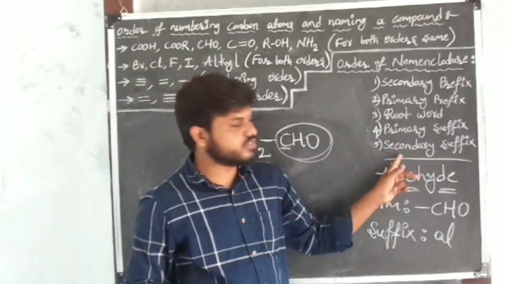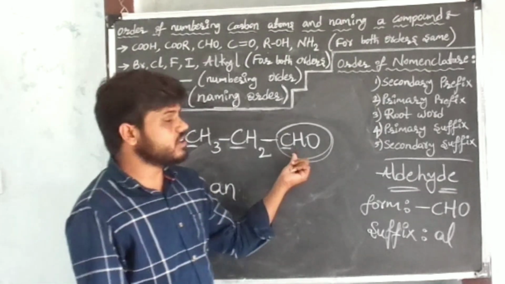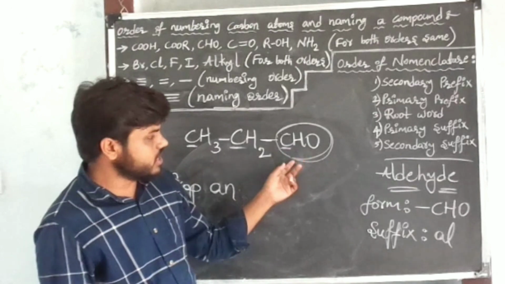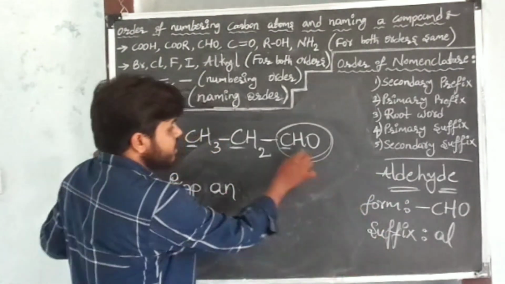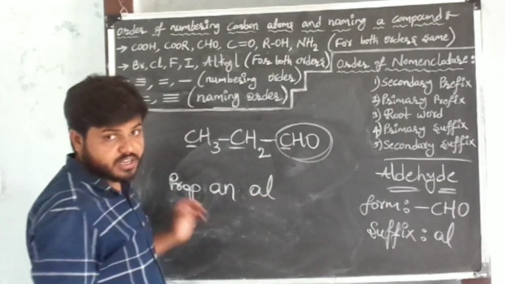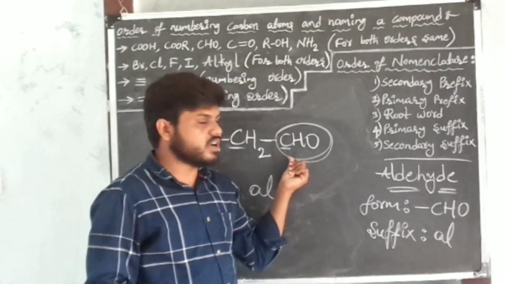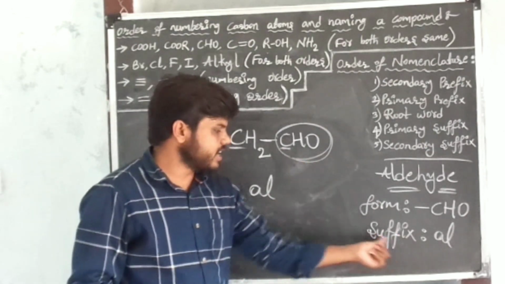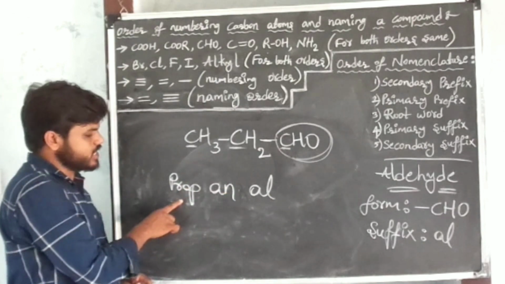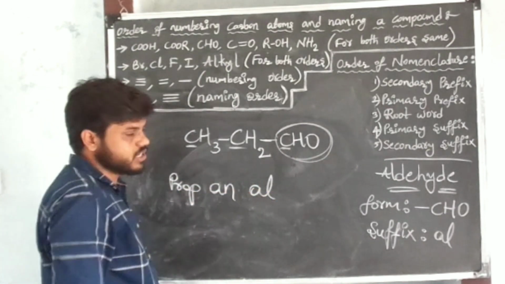After writing the suffix of single bond, go to the secondary suffix. Secondary suffixes are functional groups. One functional group is there, that is aldehyde. The suffix of aldehyde is al. In the given carbon compound, one secondary suffix is aldehyde, and its suffix is al. I have written the suffix. Now this is our required IUPAC name, that is propanal. Propanal is the IUPAC name of the given carbon compound.